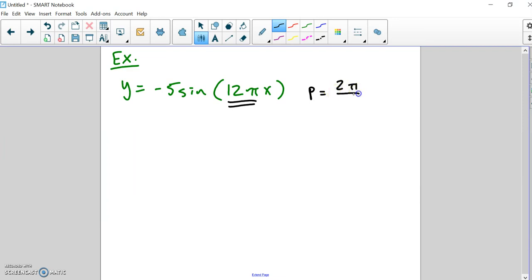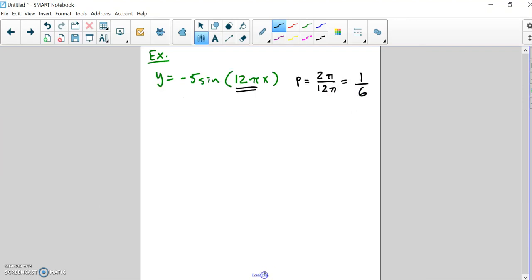Okay. So my b value is 12 pi, so if I do 2 pi divided by 12 pi, what I get is that the length of one period in this function is going to be 1 over 6. Okay, so this is going to help us out here for when we draw the beginning. When we draw our function, we're going to have a beginning and an ending value for our period.